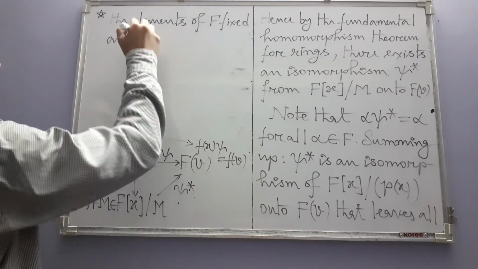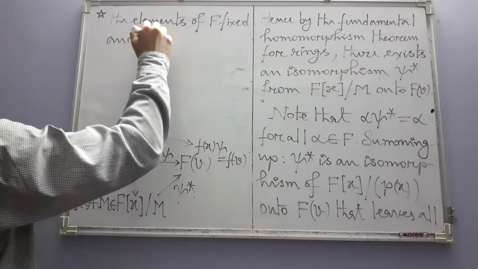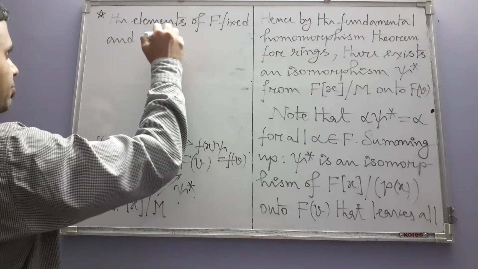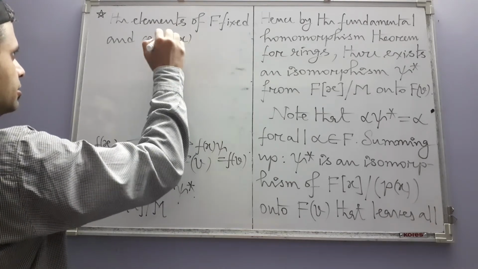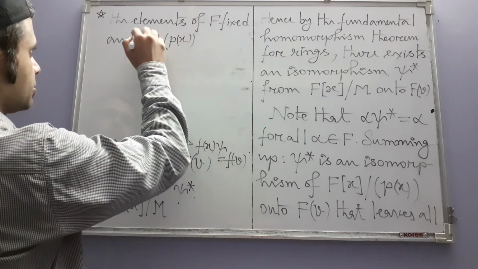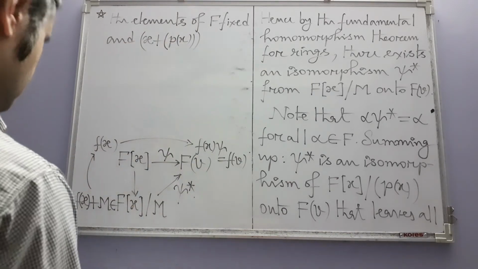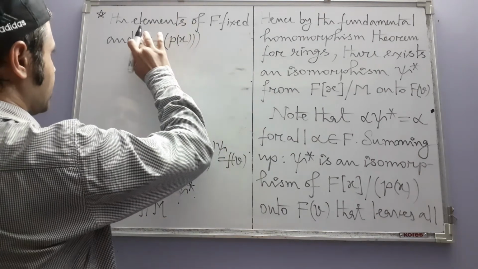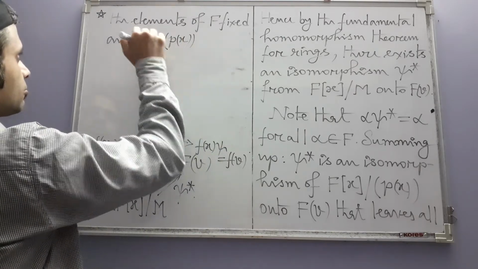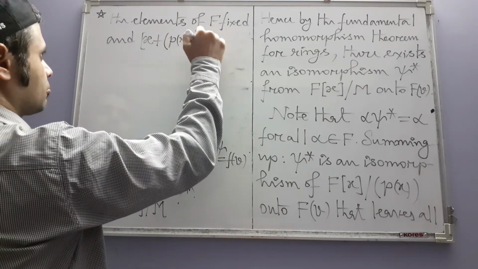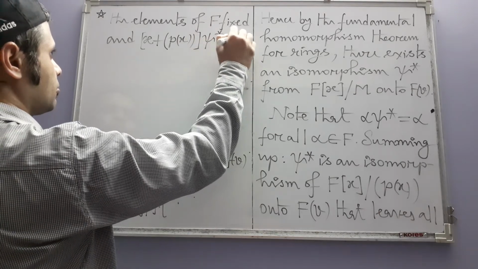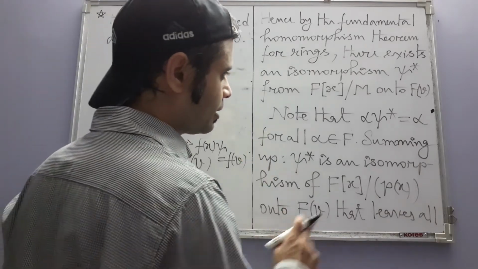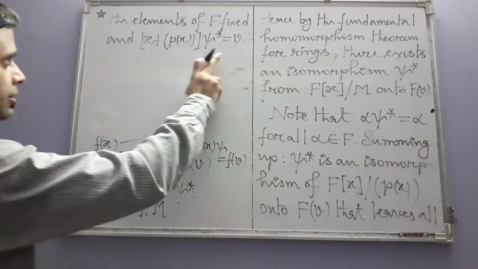And x plus m actually, but that m is precisely this principal ideal generated by p(x). If we apply psi star on this, then we get V. Okay, so let us now see exactly how we are getting this and this.